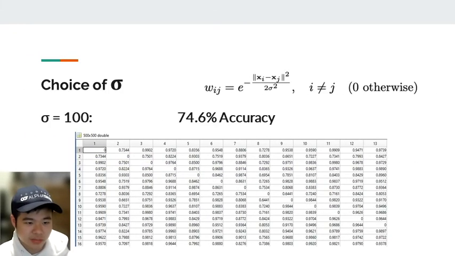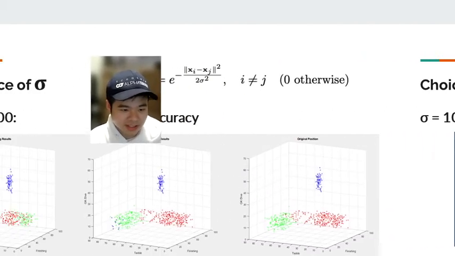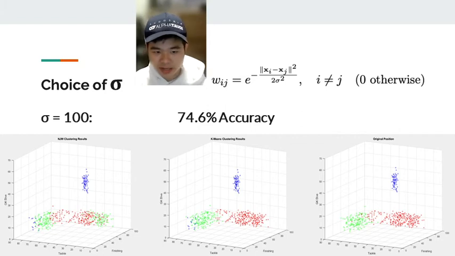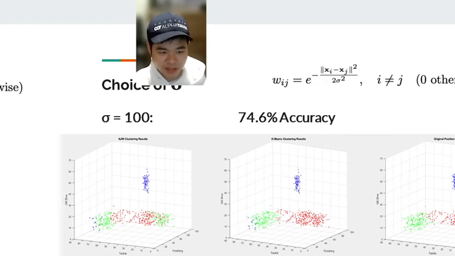So now it is worth noting that sigma, which is a term used to scale the similarity matrix, plays a very important role in the accuracy of our algorithm. We first picked sigma equals 100 and obtained the following similarity matrix. Note that the differences between entries are not that significant. So this leads to a 74.6% accuracy, which is not ideal. But we are then able to improve accuracy by picking an alternative sigma value.